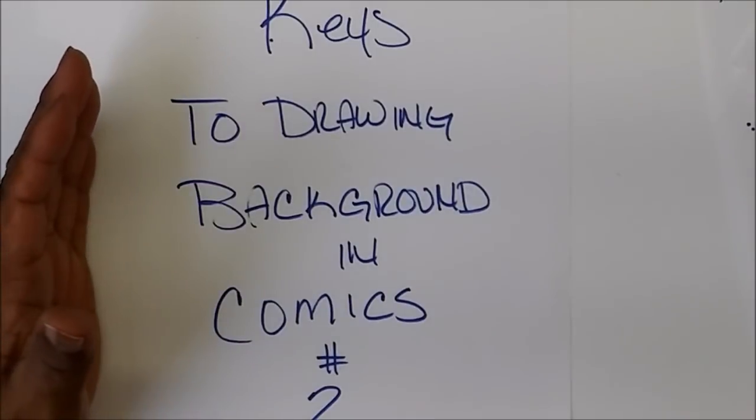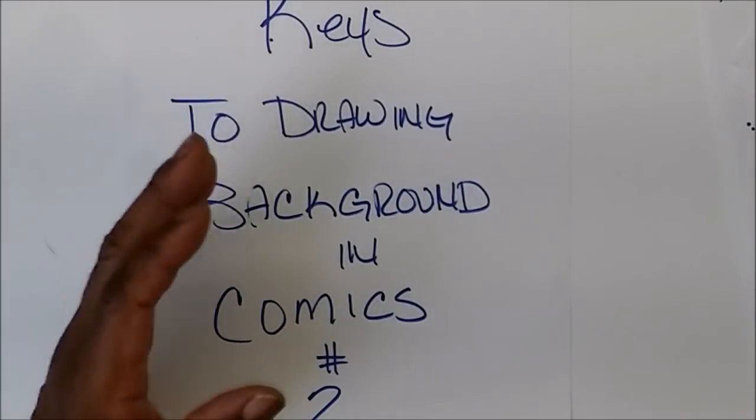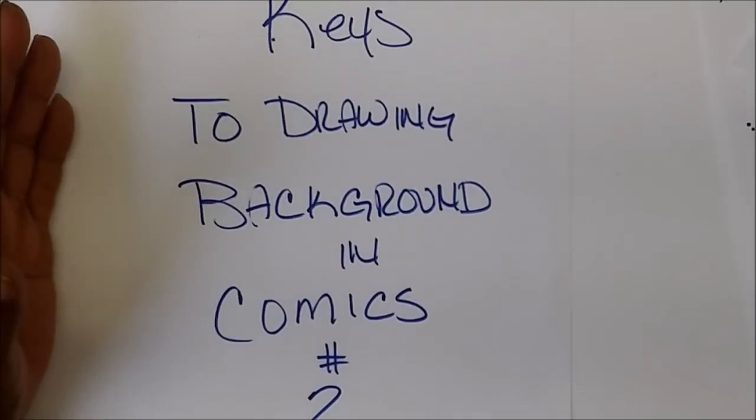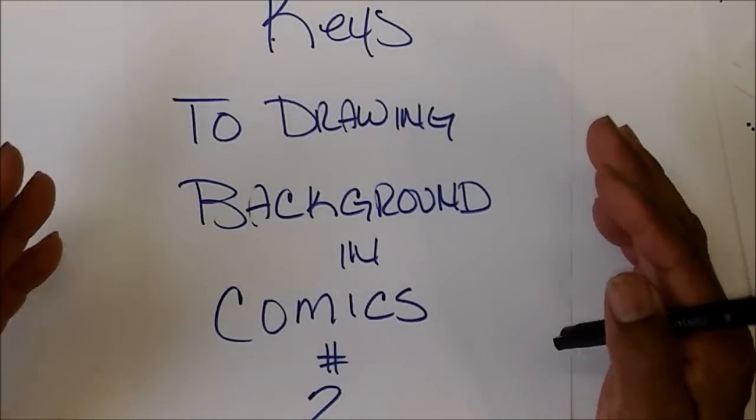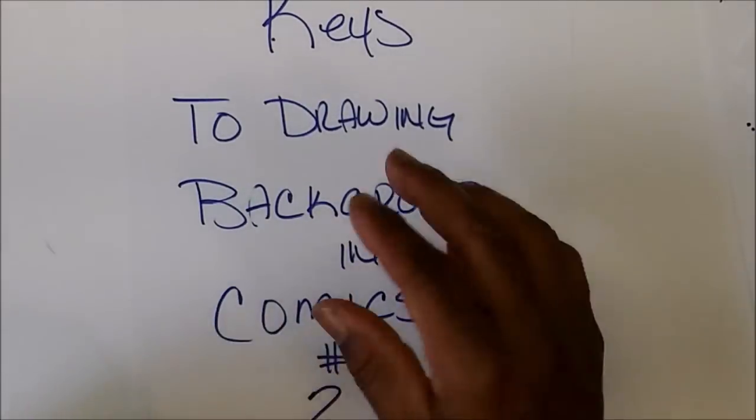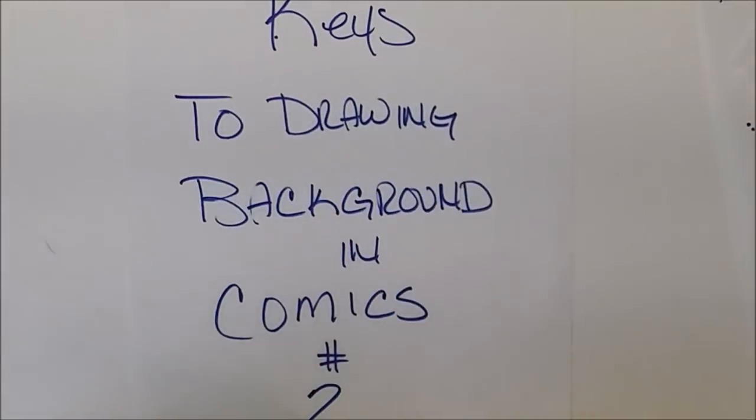Get a folder in your computer or your laptop, name it backgrounds, go on Google and just search out things that you need, horses, trees, junkyards, airplanes, and keep the pictures in the folder so that you can look at them and get the details off of the pictures of something you might need.